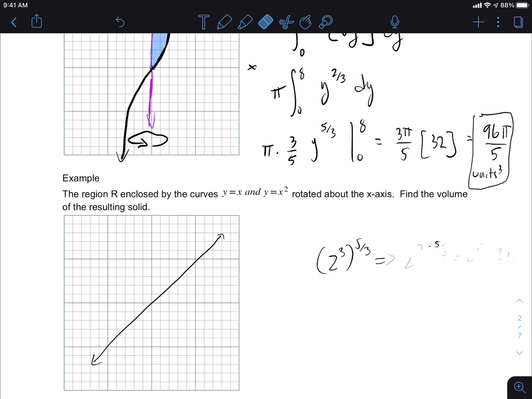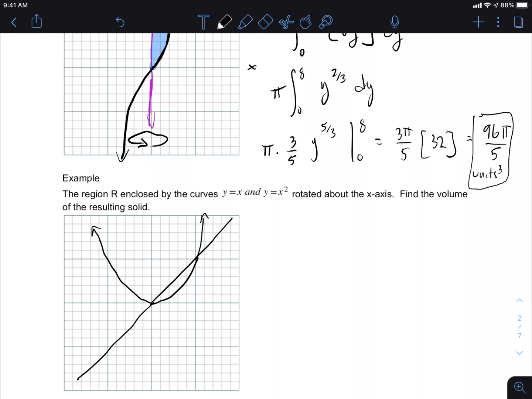I appreciate you asking. It's worth going over. Okay. So y equals x is that line. y equals x squared, and I want to make this a little bit more precise. And y equals x squared is going to look like this, where this is 1, this is 1.